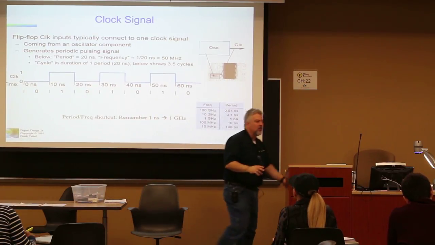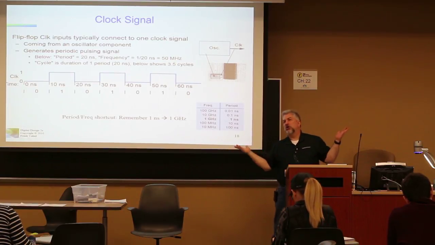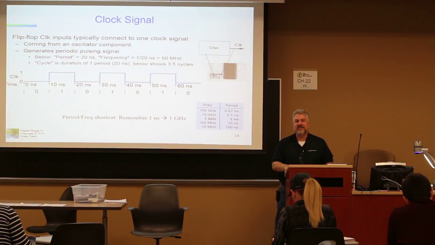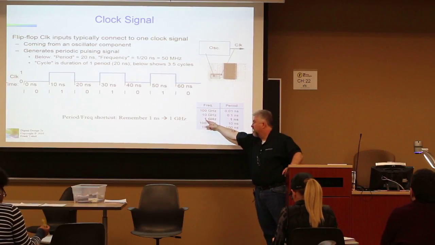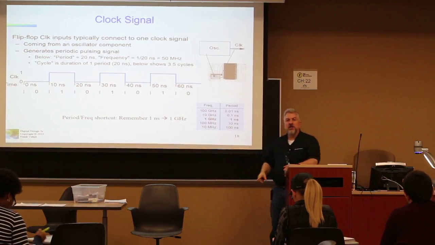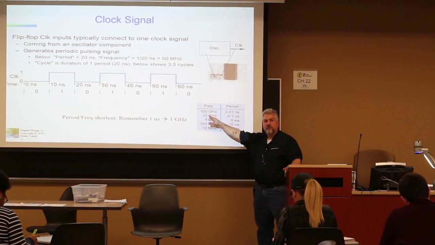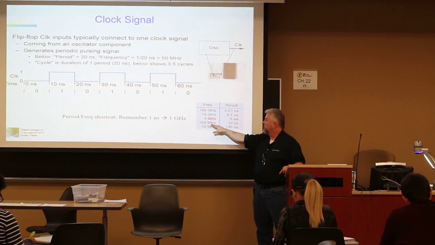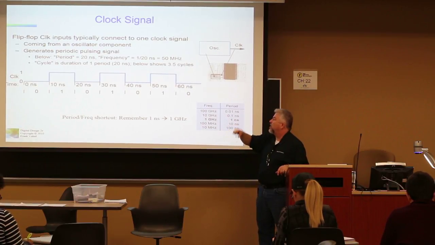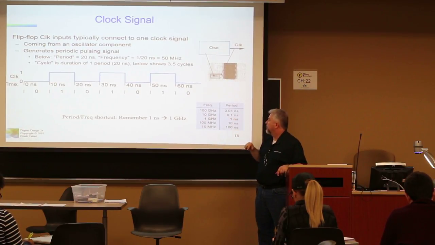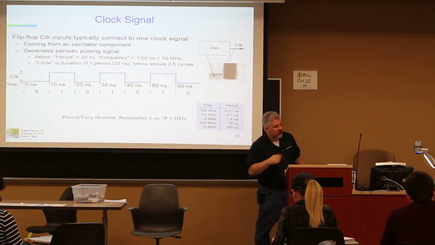If you think about modern day computers, you're running your Pentium or i7 or whatever you have in your current PC at a particular gigahertz. Maybe it's 2.3 gigahertz, which means that the frequency of your digital circuit is 2.3 gigahertz, and the period is 1 over whatever your frequency is. So in this case, let's look at a good example of this.